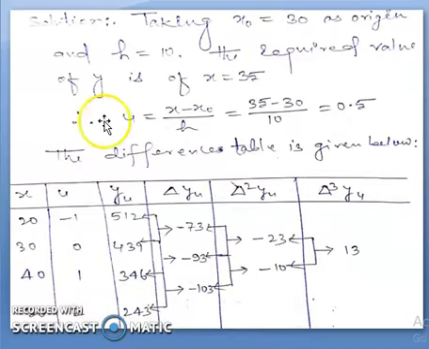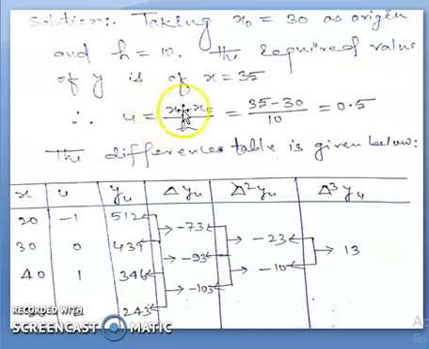Now first of all, taking x0 equal to 30 as the origin. It depends upon you: either you choose 30 or 40 as the origin. So we take x0 equal to 30 as the origin, and what is h? H is the difference of the interval, that is 30 minus 20, that is 10. So h equal to 10. The required value of y is for x equal to 35. It is also given. So now evaluate u equal to x minus x0 divided by h.